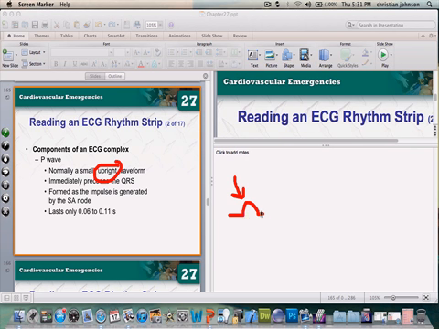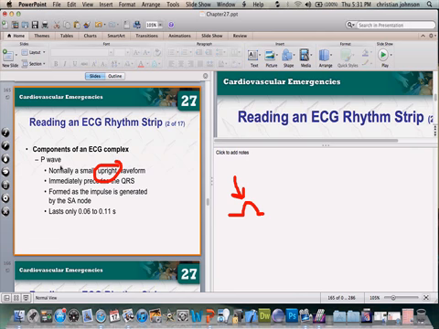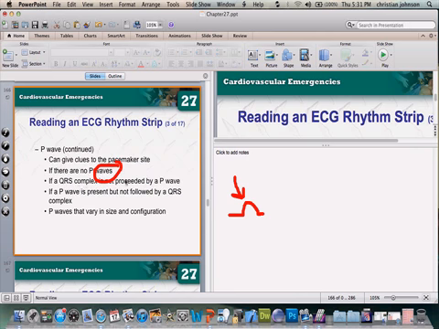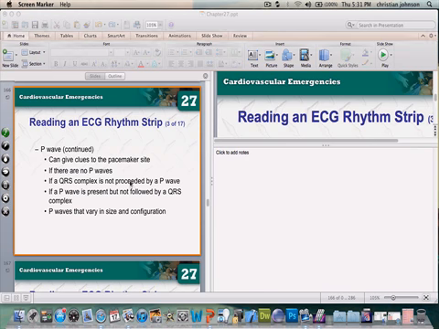So a normal P wave would be upright and rounded, all right? But when I see a P wave, all I'm thinking is that it is an atrial P wave. I know it's from the SA node because it's rounded. That's what I'm looking for. Okay, so P wave equals atrial depolarization. All right. P waves are really important because they give you clues to where the pacemaker site is actually coming from.